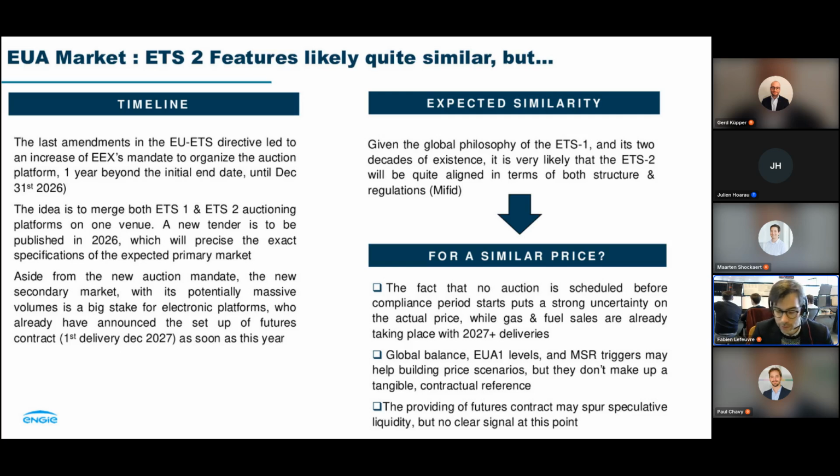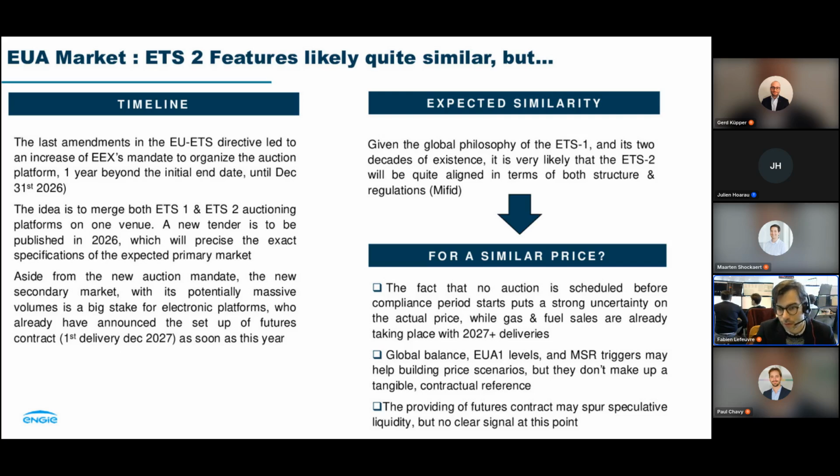Of course, we've been discussing this for more than half an hour now, and I'll soon leave the mic for questions, but we have global balances, we have EUA1 levels, we have MSR triggers. It gives a strong idea of where the Commission wants to set the carbon price. When you see that there's an MSR trigger at, say, 60 euros in 2027, well, we know that 60 euros starts to be a stress scenario where they start hitting the brakes and trying to limit the price.